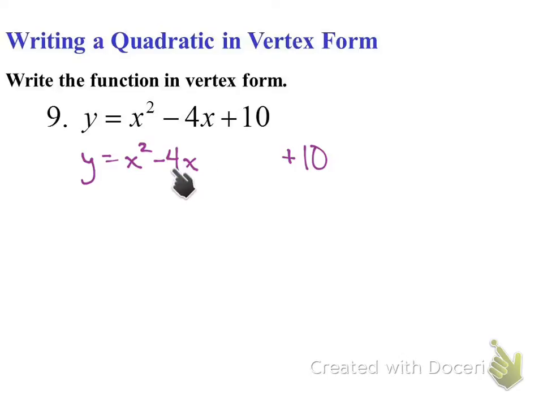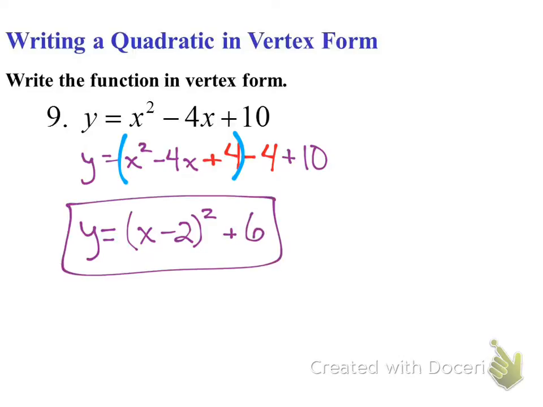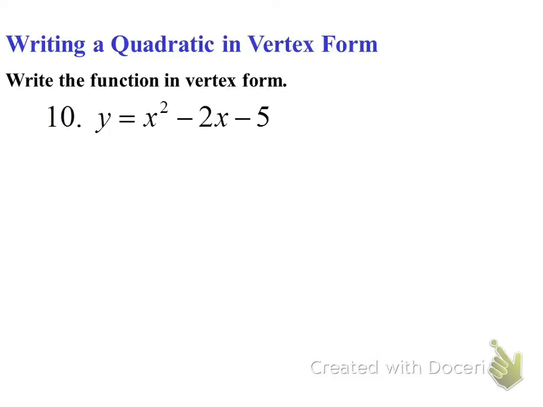What completes this square? Divide this by 2 and square it, you're at a 4. So negative 4 divided by 2 is negative 2, and then square it, we're at 4. But whatever we add in, we also have to realize on that same side we're subtracting. So the first 3 terms will complete our square. Here's where we see y equals x minus 2 squared. And then now we see the plus 6 at the end. Last one.